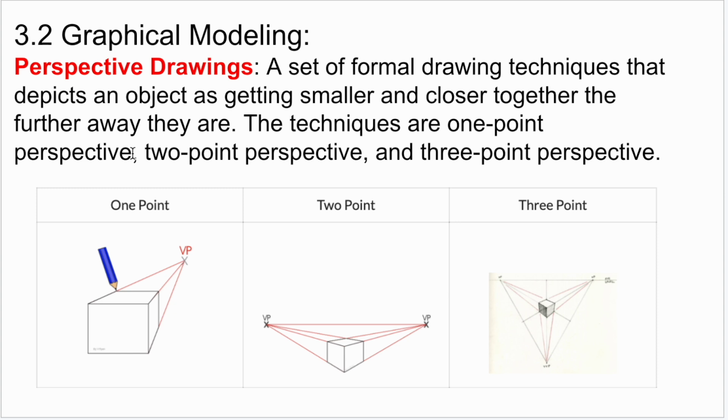Perspective drawings are a set of formal drawing techniques that depicts an object as getting smaller and closer together the further away they are. The techniques are 1-point perspective, 2-point perspective, and 3-point perspective, and we'll go through each of these as we go. By the way, this drawing technique was developed in the Renaissance in Italy, and for instance, Leonardo da Vinci was very famous for his perspective drawings.